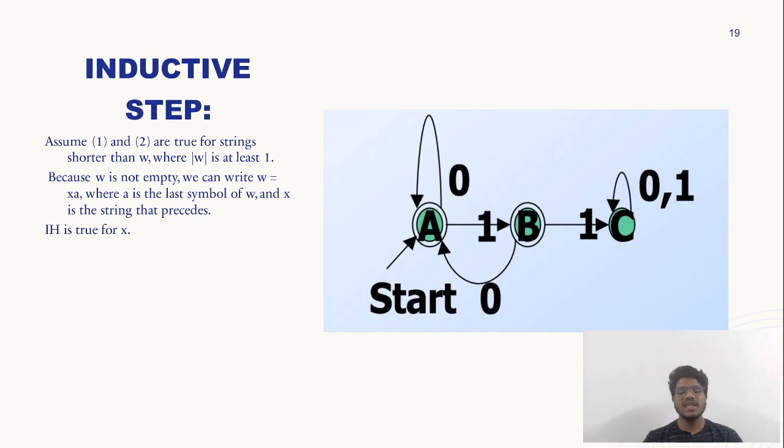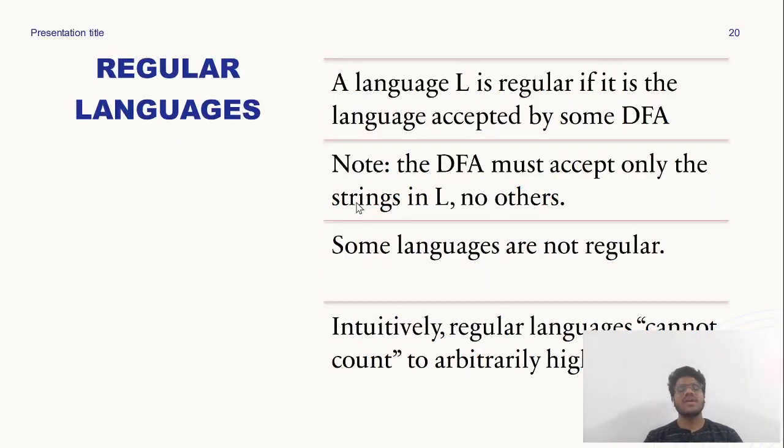So the next topic is regular languages. A language L is regular if it is the language accepted by some DFA. Note the DFA must accept only strings in L, not others. Some languages are not regular. Intuitively, regular languages cannot count to arbitrarily high integers.